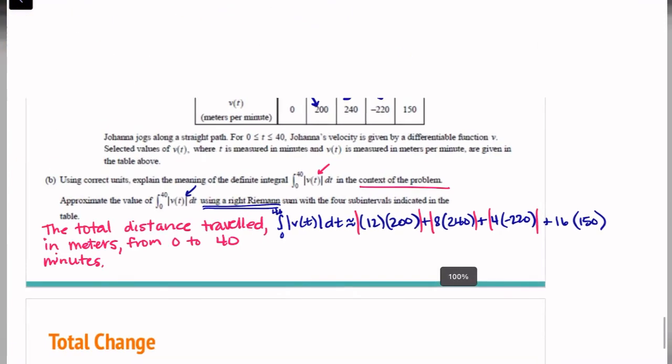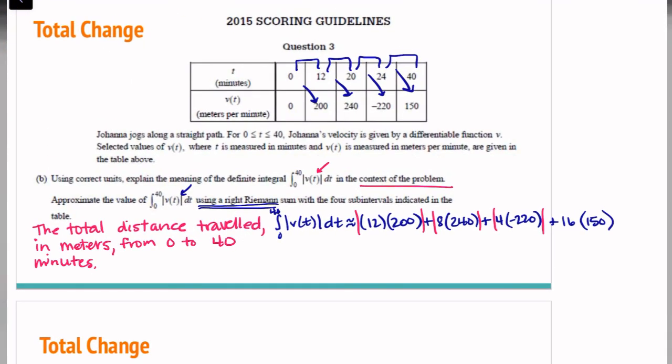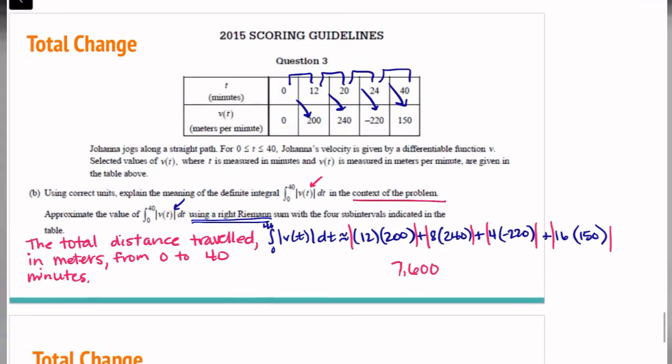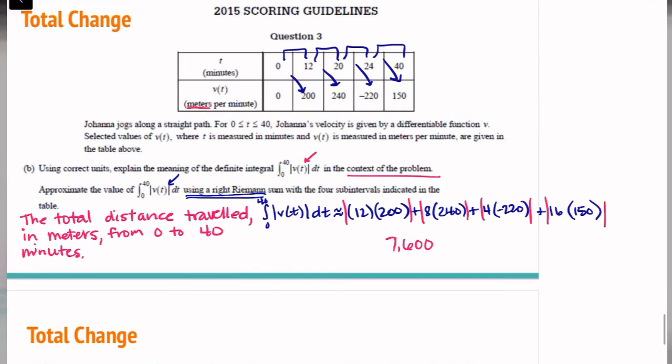Okay, now on the AP free response question, leave everything exactly as it is, and you are done. You are totally fine. You are good to go, okay? If we have to evaluate it, I'm going to put it in the calculator really fast. You should come out with 7,600. And remember, it's the amount, so we're going to say just meters.